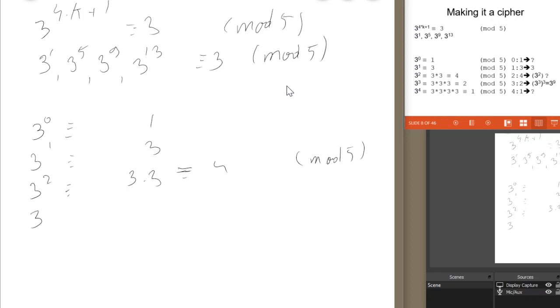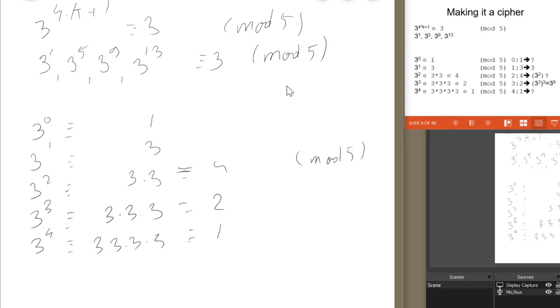3 to the power 3, 3 times 3 times 3, 3 times 4, which is 12 mod 5, it is 2. 3 to the power 4 will be 3 times 3 times 3 times 3, which is 2 times 3, so it's 6, which is 1 mod 5.